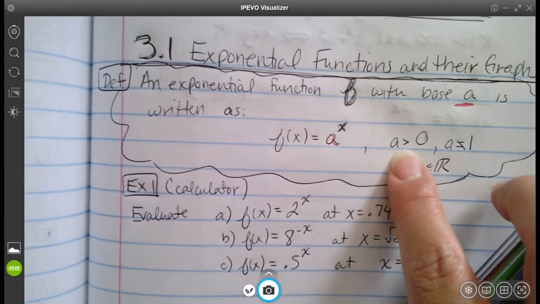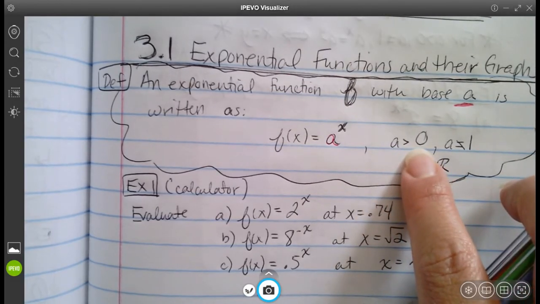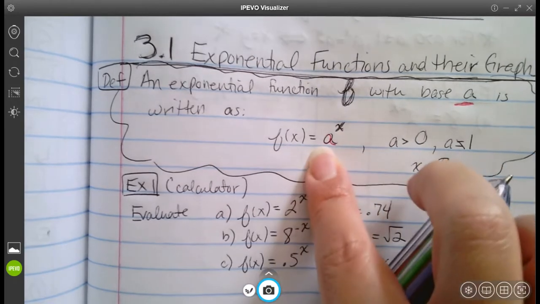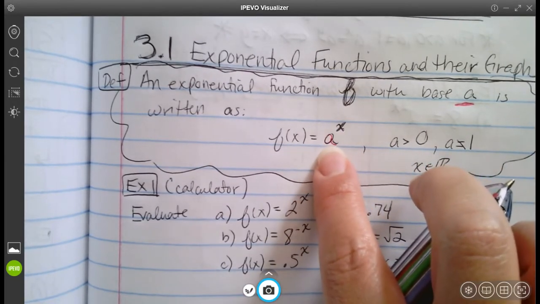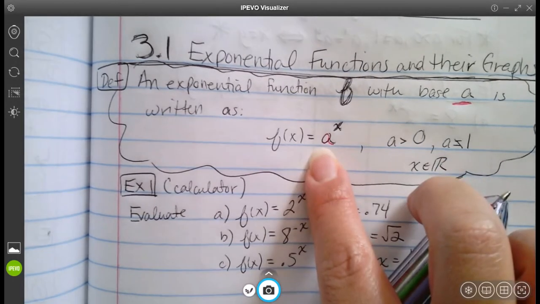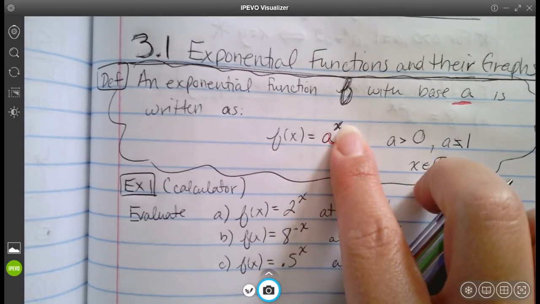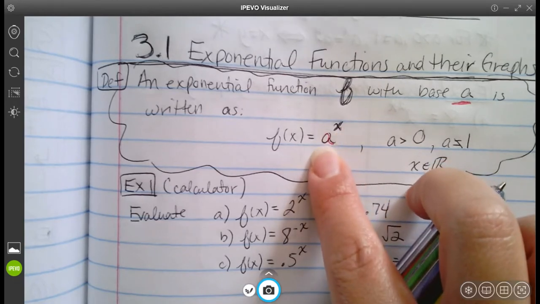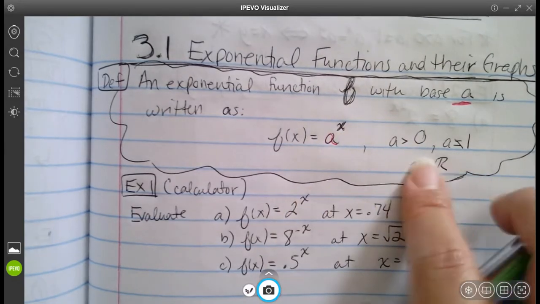It has to be greater than 0, otherwise this will not work because you cannot put a negative base here for our a. And a cannot equal 1 because 1 to the power of anything is just 1. You're going to have a straight line. So it has to follow these conditions.